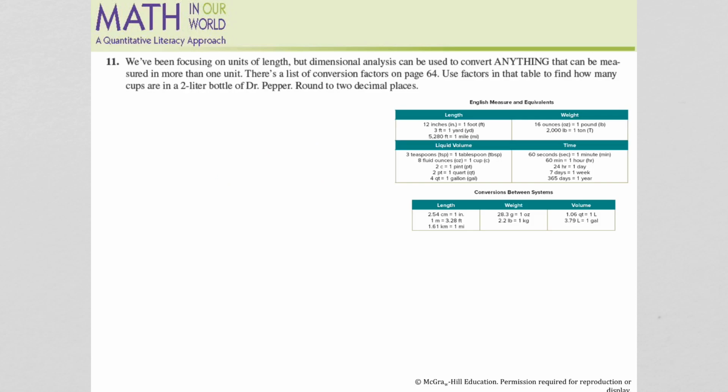So far we've looked at lengths, but we can convert anything with scales, including measures of volume. So in this case, we want to change 2 liters. It says use factors in the table to find how many cups are in a 2-liter bottle of Dr Pepper. And by the way, this is important. There is a list of conversion factors on page 64 in your book. Now, I may provide you one too, but there's definitely one on page 64 in your book.